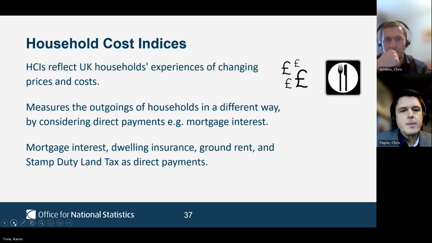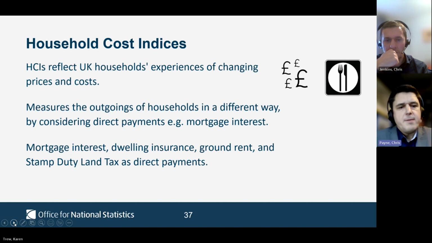Thank you. So just by way of a recap, the household cost indices and what they are. The aim of the household cost indices really is just to try and reflect how different types of households are experiencing changing prices and costs. So this is a complement to our other measures of inflation, CPI and CPIH, which give an economy-wide view of what's happening with inflation. The idea of the household cost indices is to zoom in on different households and their individual experiences of inflation.